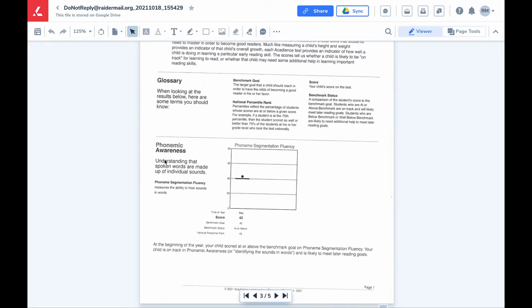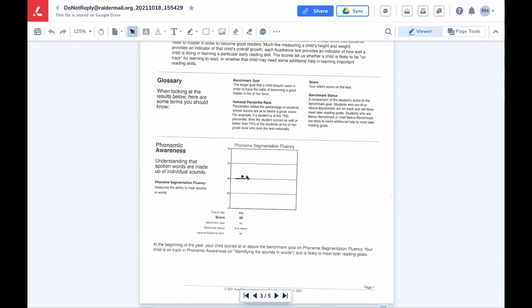Phonemic awareness is just like it says: understanding that spoken words are made up of individual sounds. There's going to be a dark line here that is what's called the benchmark. If you think back to MAP, that gave us that 50th percentile-ish. Benchmark is in that same area. This is where we would expect our students to be at a minimum. So this student is a little bit above that.